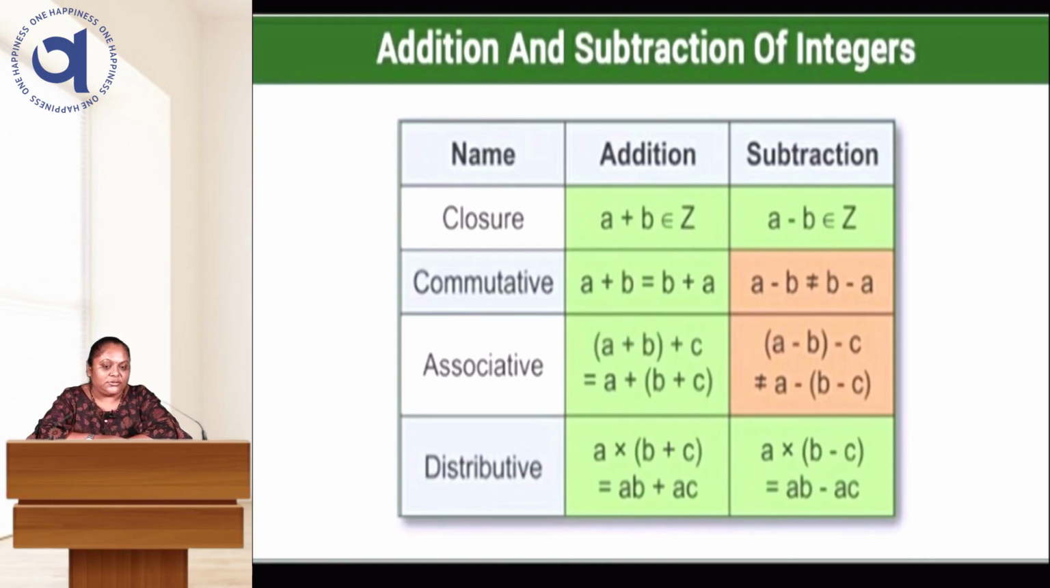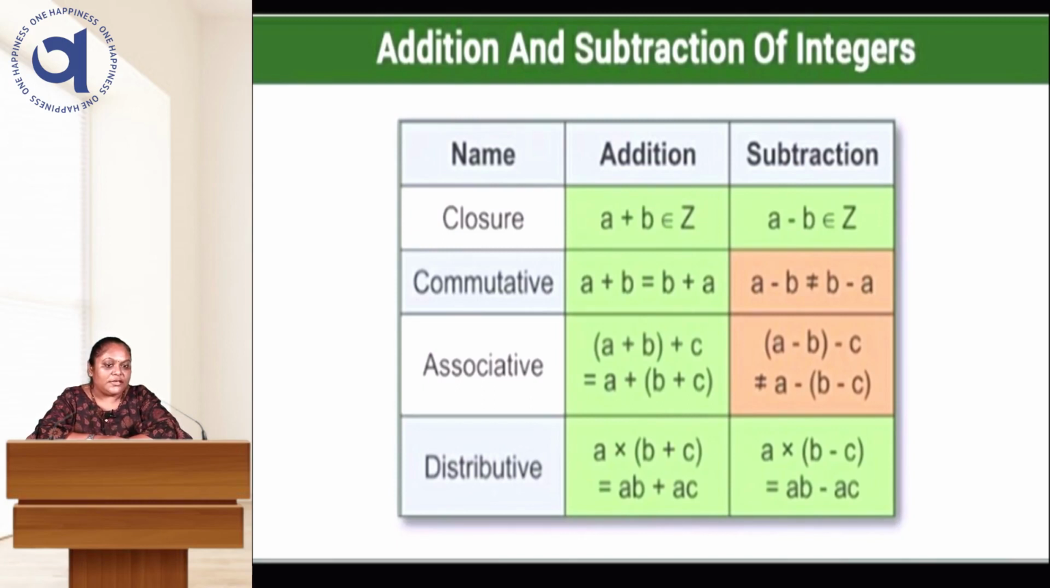Next is associative property. In associative property, you have to add 3 integers, but you have to group any 2 of the integers. That means (a plus b) plus c is equal to a plus (b plus c). If in the first we group a plus b, in the second we group b plus c, but your answer does not change. But we cannot say that in subtraction also we can do like this.